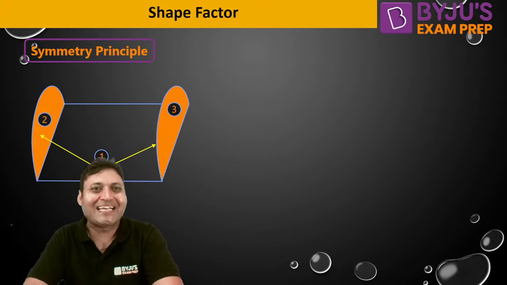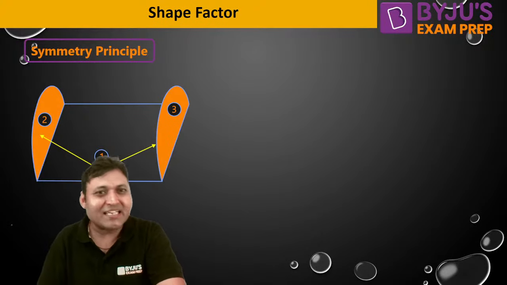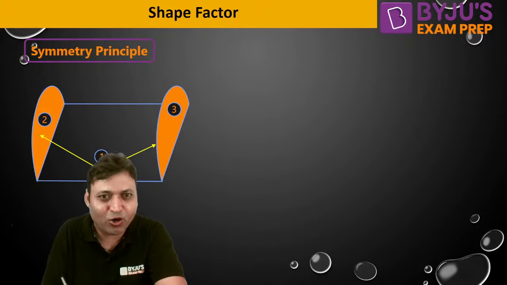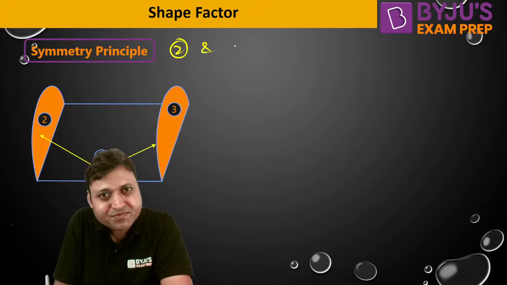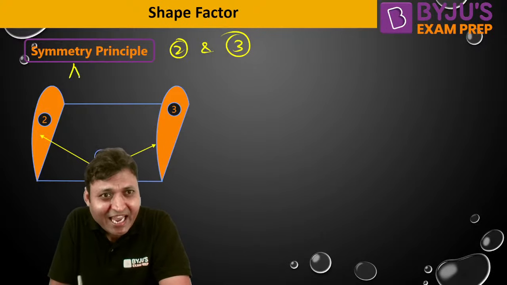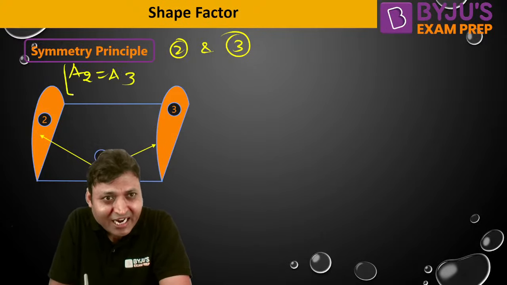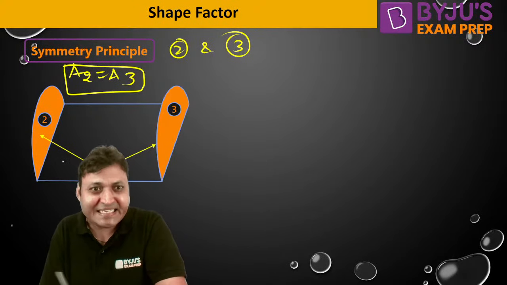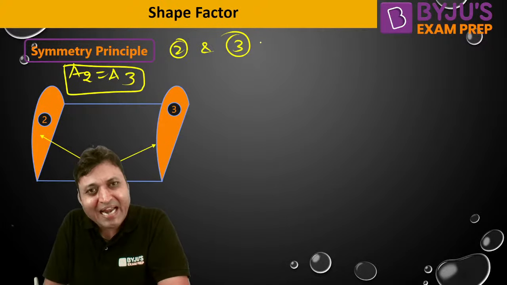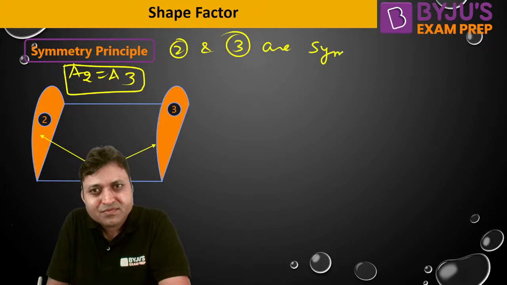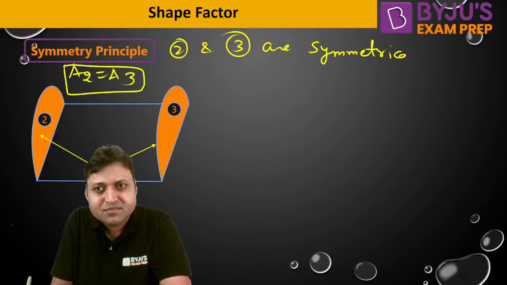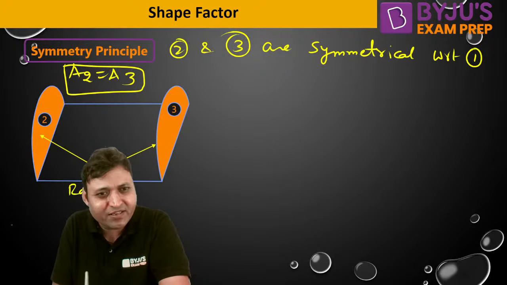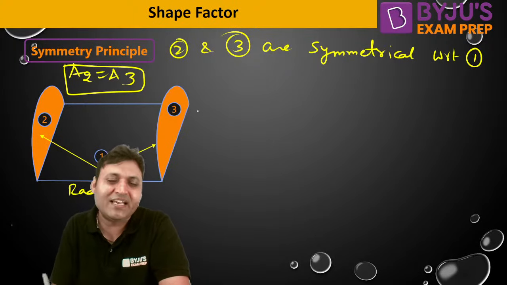One more concept, that is called the symmetry principle. When the surfaces are symmetrical with respect to each other, then we apply the symmetry principle. Look, surface 2 and 3. Can you see the areas A2 is equal to A3? That is one thing. And the orientation of 2 and 3 is same with respect to 1. So 2 and 3 are symmetrical with respect to surface 1. 1 is the radiating surface and 2 and 3 are the receiving surfaces.